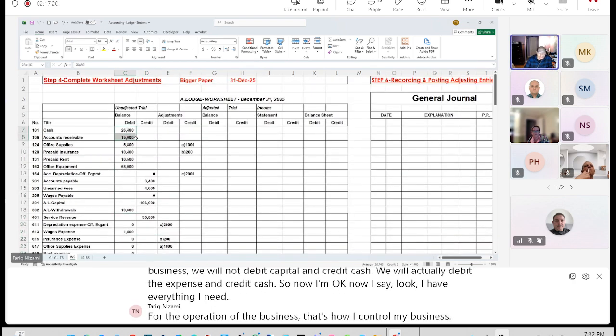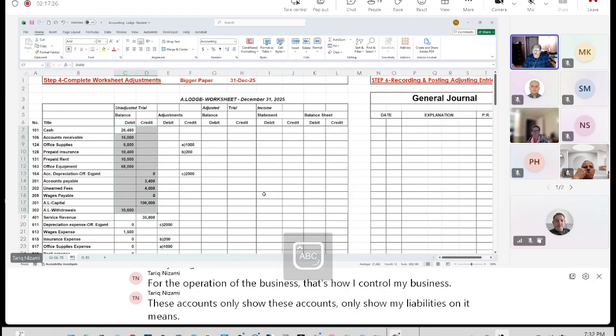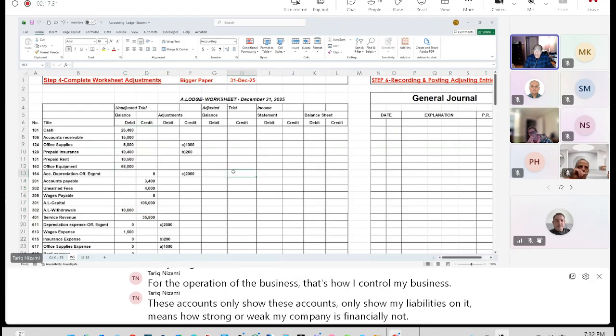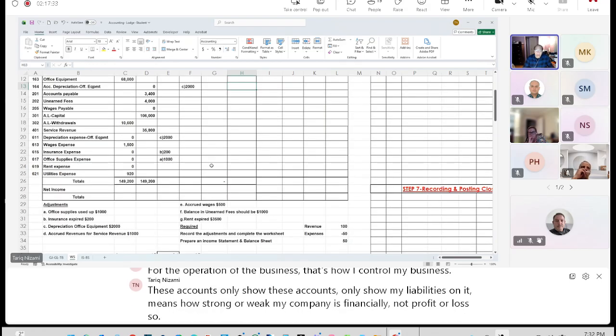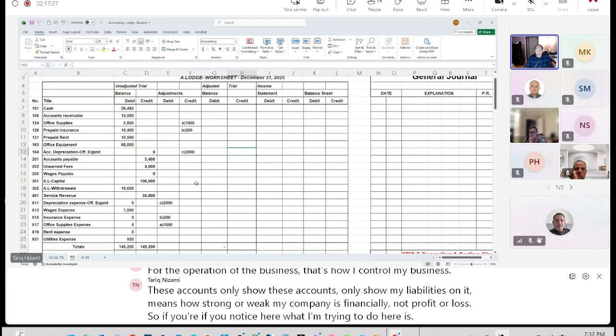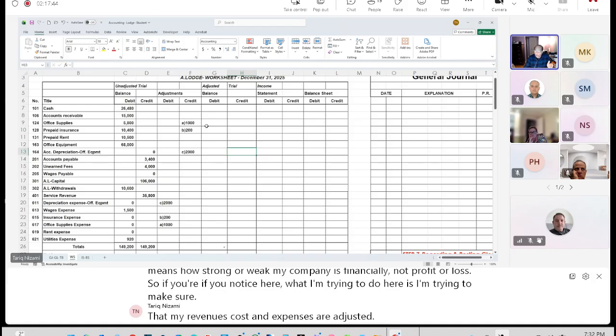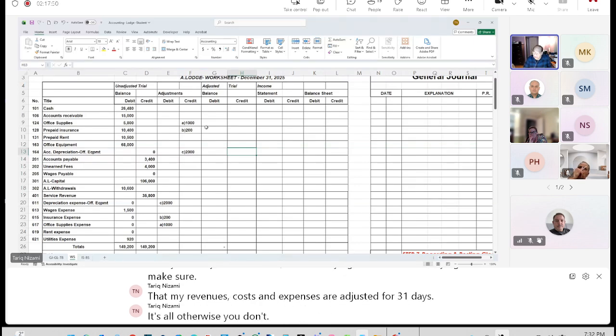These accounts only show my assets and liabilities. It means how strong or weak my company is financially, not profit or loss. So if you notice, what I'm trying to do here is make sure that my revenues, costs, and expenses are adjusted for 31 days. That's all. Otherwise, you don't get your profit or loss.